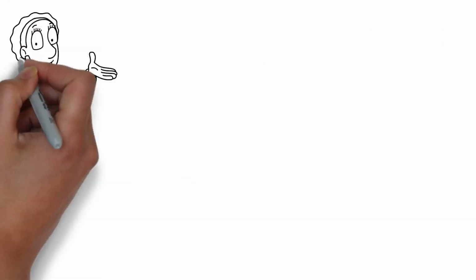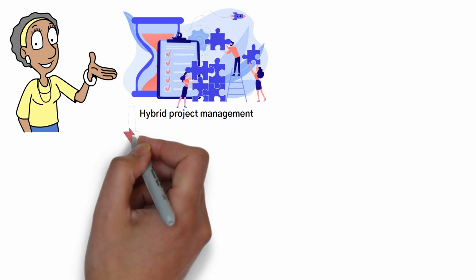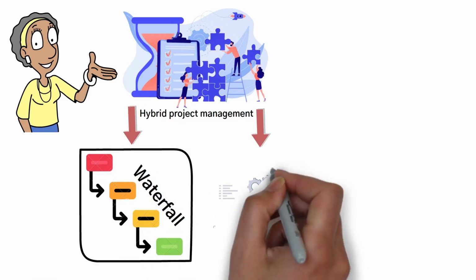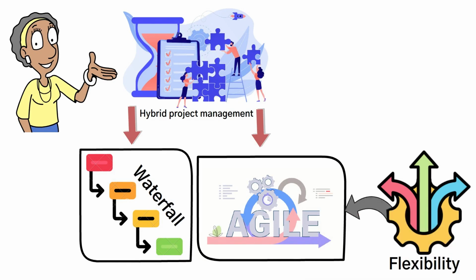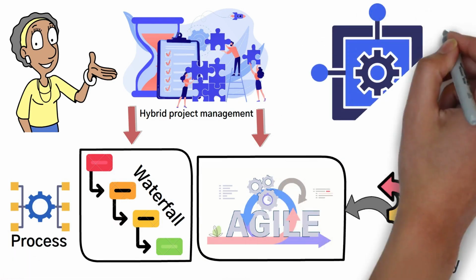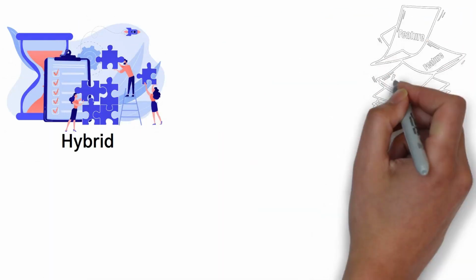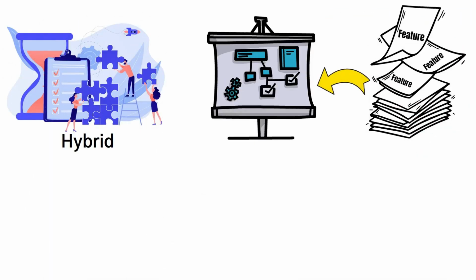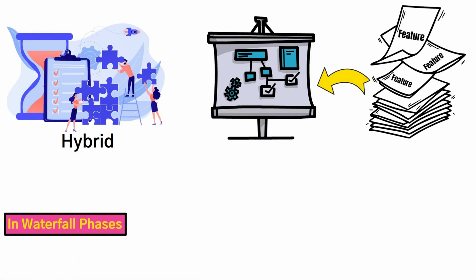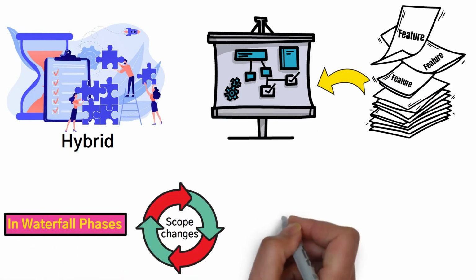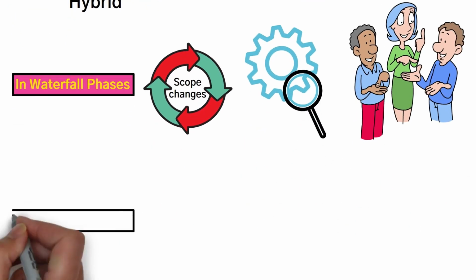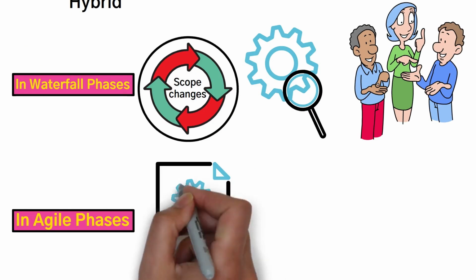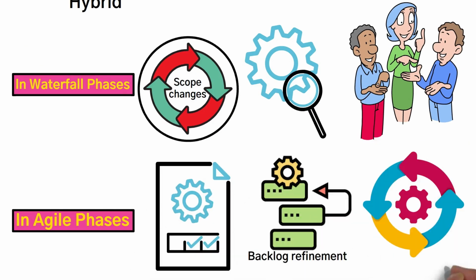Next, let's talk about hybrid project management, which combines elements of both Waterfall and Agile methodologies. Hybrid projects offer the flexibility of Agile and the structure of Waterfall, but managing scope creep can be more complex. In hybrid, scope creep is handled differently depending on the phase of the project. In Waterfall phases, scope changes are managed through a formal change control process, similar to what we discussed earlier. In Agile phases, scope changes are managed through backlog refinement and iteration planning.